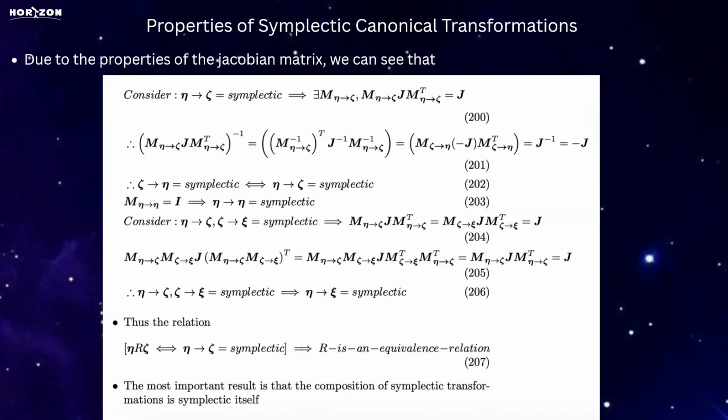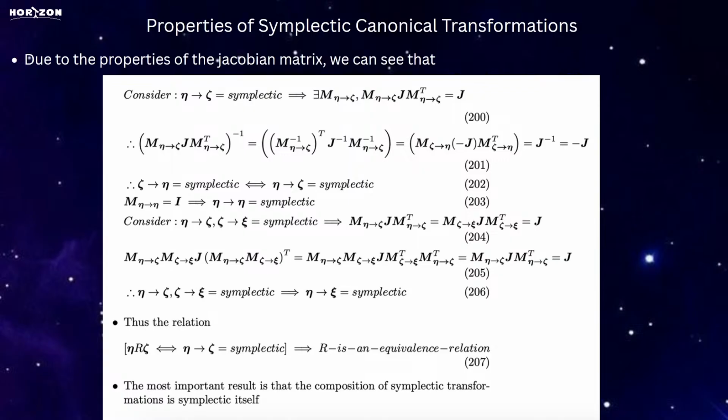Moving on, let's look into some properties of symplectic canonical transformations. First, let's consider a canonical transformation from eta to zeta to be symplectic in nature. This means they satisfy the condition M J M transpose equals J, and there also exists an inverse matrix M inverse. This implies that the transformation from zeta to eta is also symplectic, as shown in equation 201.